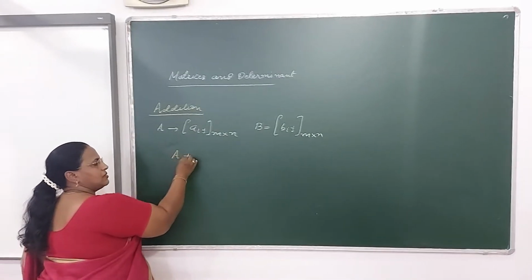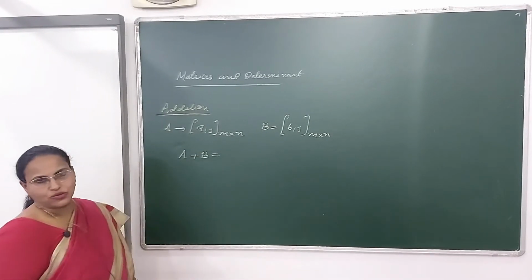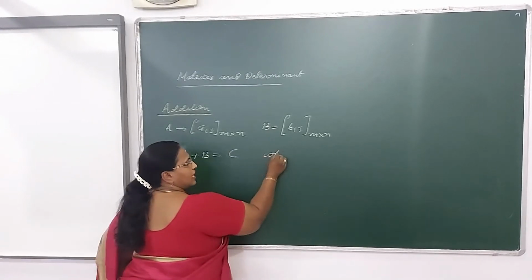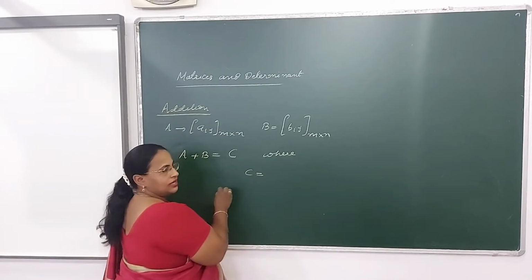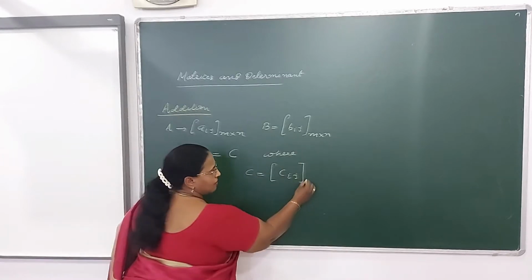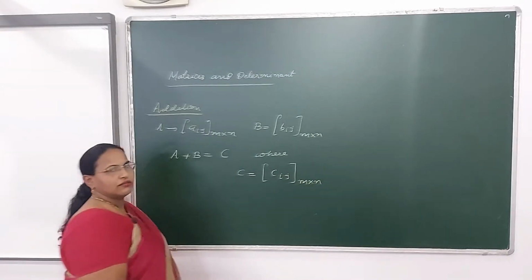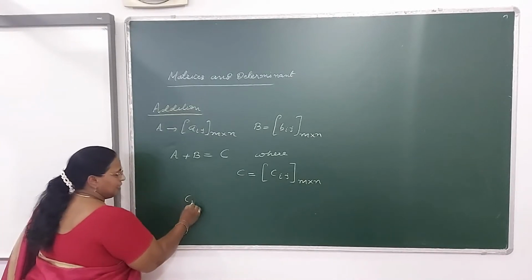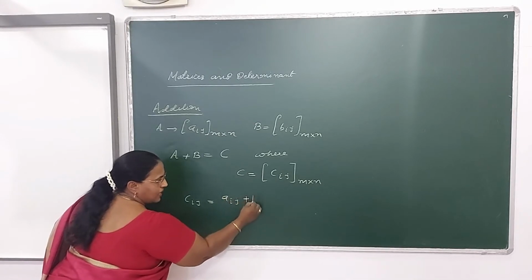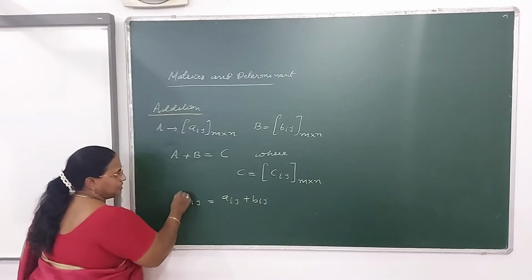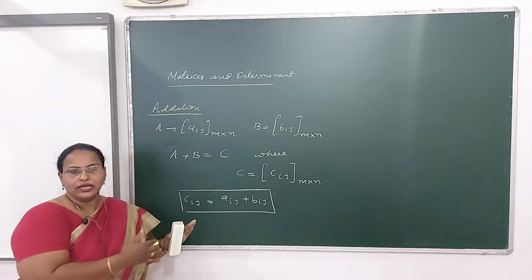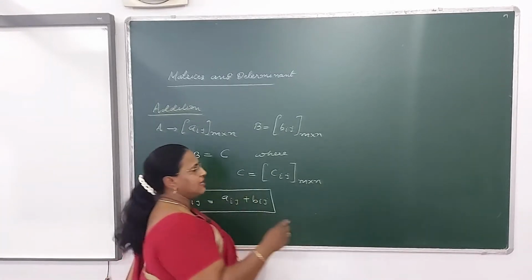So A plus B will be equal to a resultant matrix C. Now what about the C matrix? C matrix will be equal to Cij and the order of the matrix will be the same. It will be m by n only. Now how to obtain Cij? Cij is equal to Aij plus Bij. See, when we see the theory part, we feel it's very complicated. But when we do it, it's very easy. Now, let us take an example.